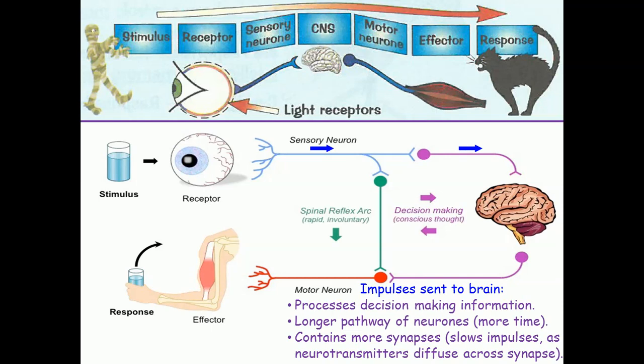And this is the reason why reflex arc or reflex actions are quicker, because there are fewer neurons in the pathway, and because there are fewer neurons, there are also fewer synapses. So this is the reason why reflex arcs are a lot quicker, and that's why they're involved in rapid actions, whereas using the brain involves decision making.